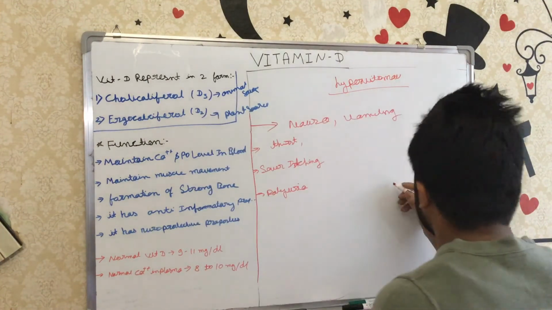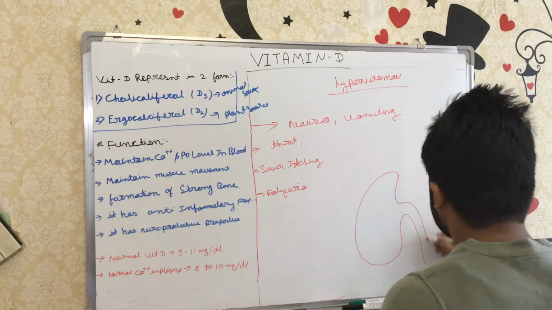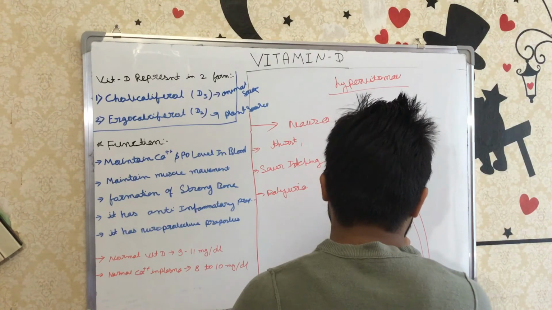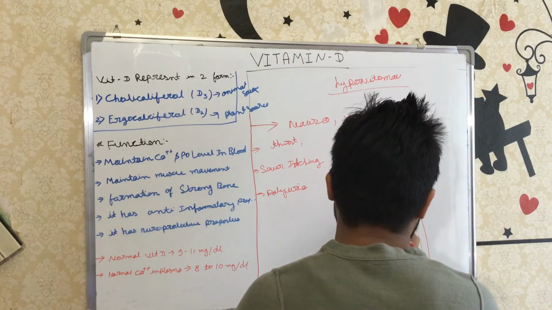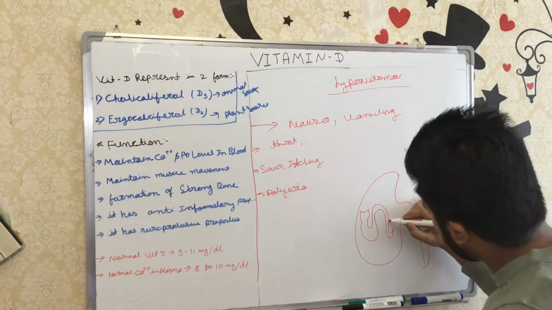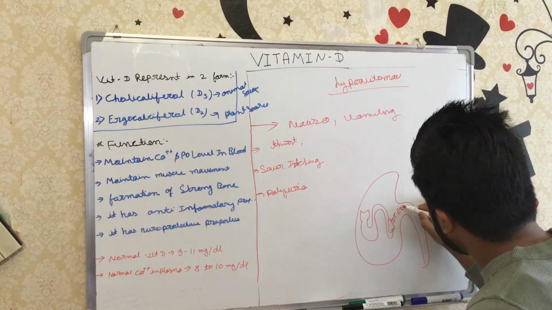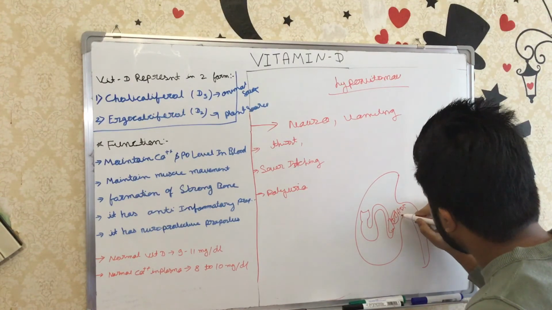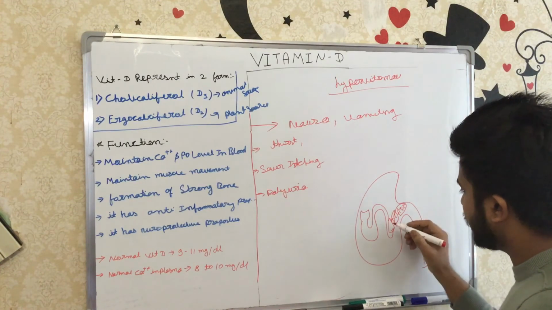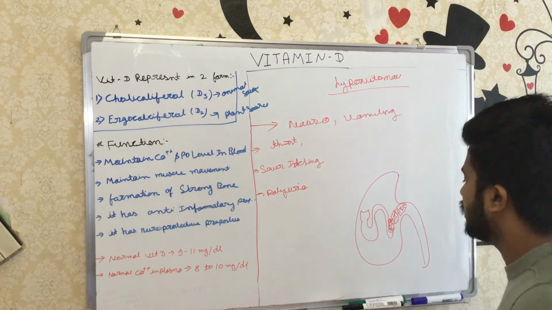Let's talk about that. This is the kidney, and this is the nephron. So in the last part of the nephron, that is the distal convoluted tubule, here works ADH. This is the ADH hormone, antidiuretic hormone. But for ADH to work, the cell has to work properly. This is the cell, that is the principal cell.